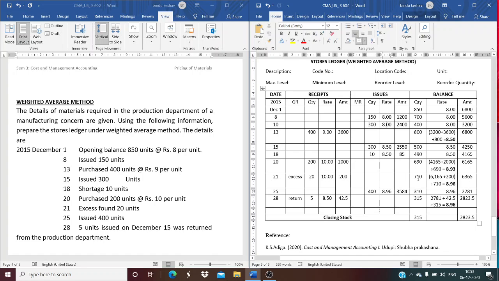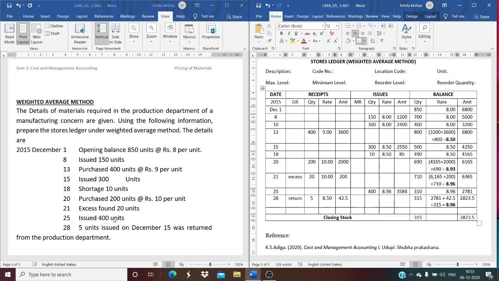So the total quantity of materials available now at the end of the day is 690 plus 20, 710, and the weighted average price is 6,165 plus 200 divided by 710, 8.96, and the value is 6,365.